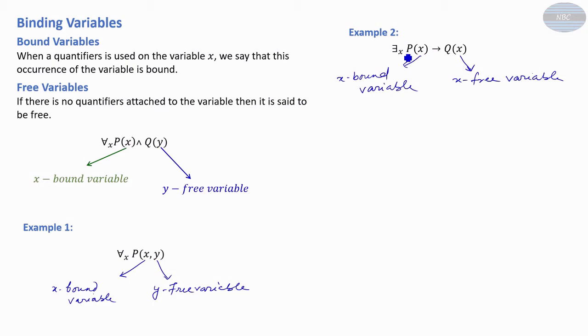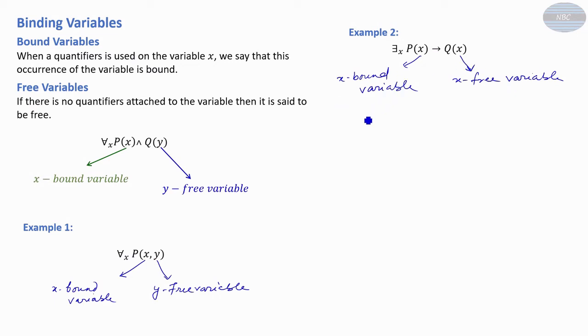In this example, it's very clear that this particular x variable is attached with this quantifier, that is, the existential quantifier. But here x is a bound variable, but here x is a free variable. Why? Because to make this x bound as well, we must enclose the predicates in a square bracket. So the final answer is: in the predicate P(x), x is a bound variable, and in the predicate Q(x), x is a free variable.